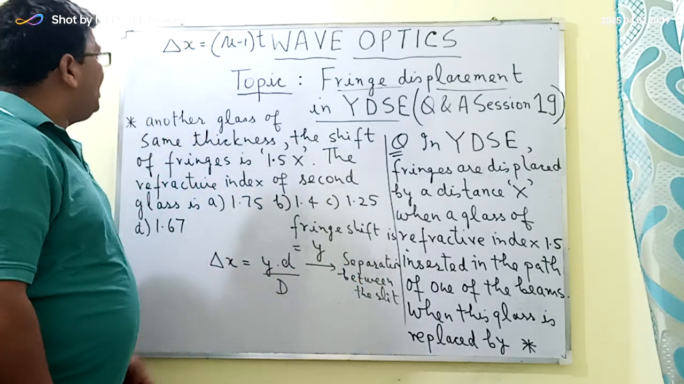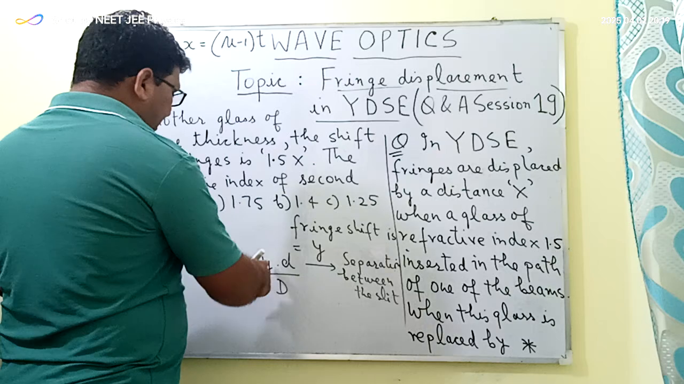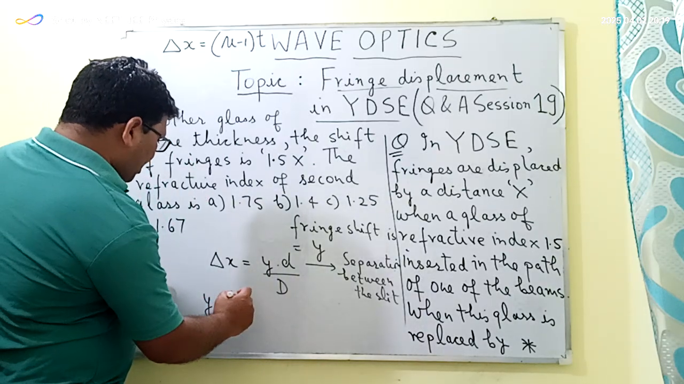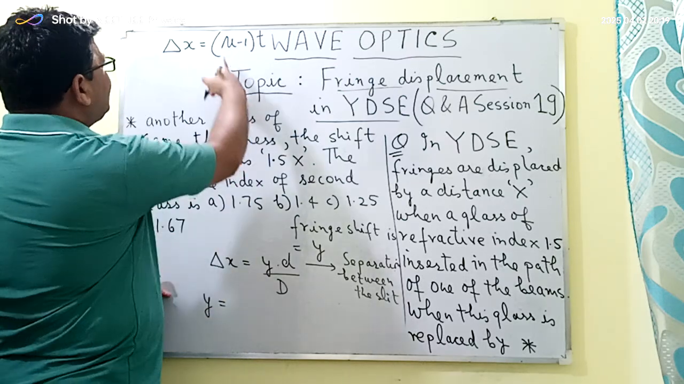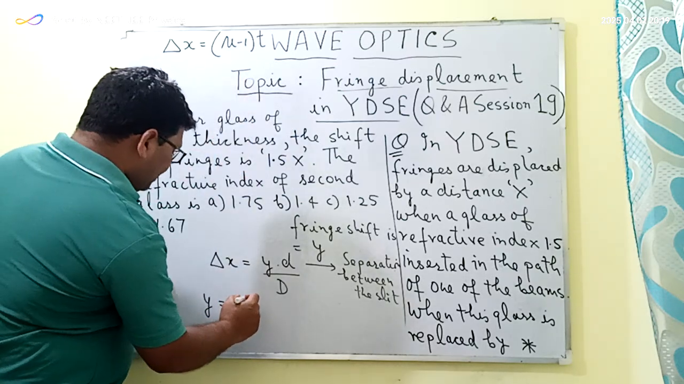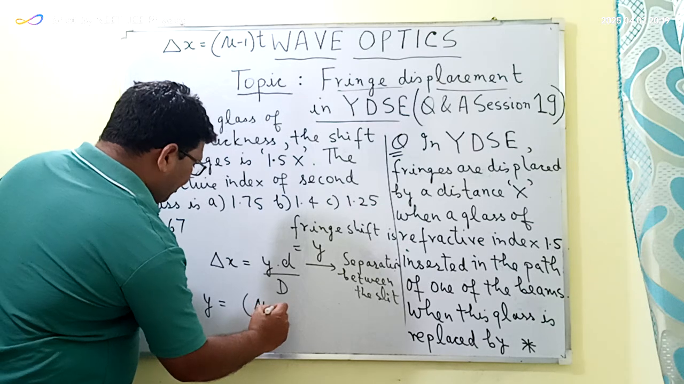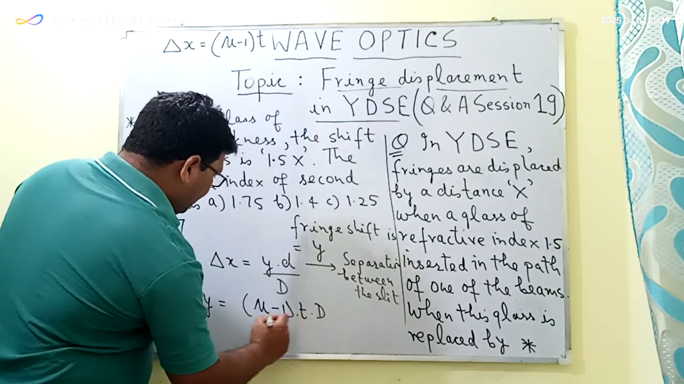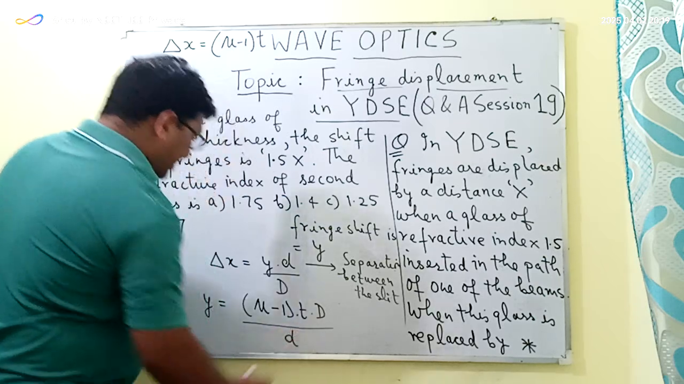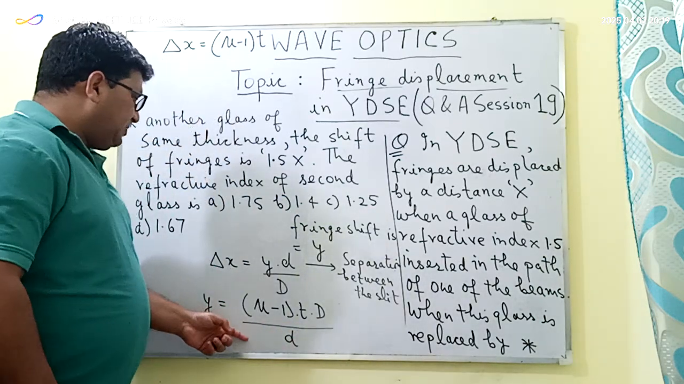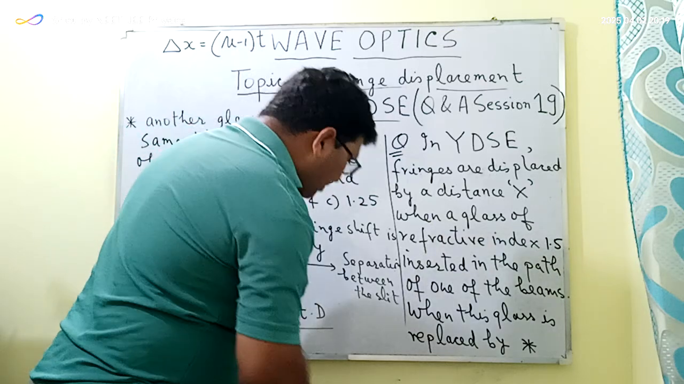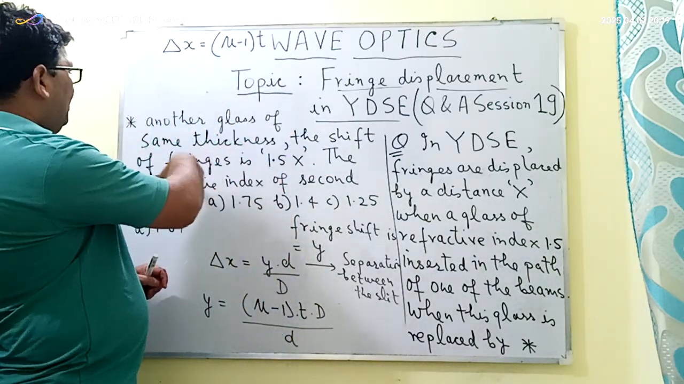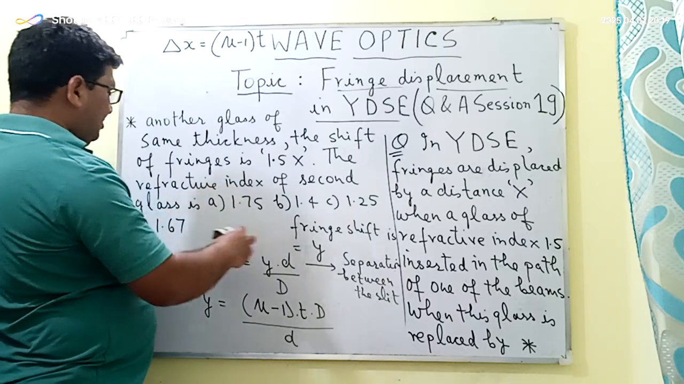And capital D is the distance between the screen and the slits. So from this formula I can get the value of the fringe shift, which is equal to delta x into capital D divided by small d. Now delta x is equal to mu minus 1 into t. So this fringe shift will be equal to mu minus 1 into t into capital D, divided by small d. Now I will be using this formula in order to find the refractive index of this second glass.